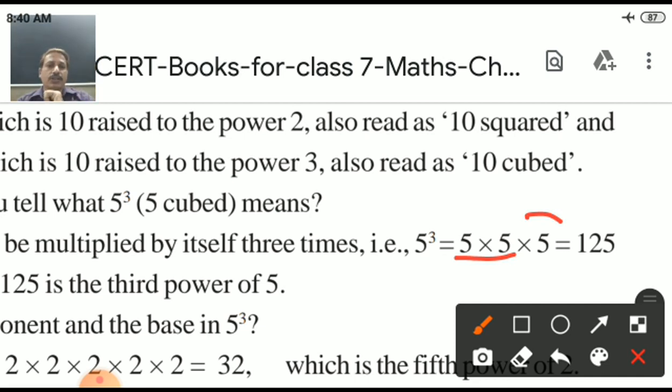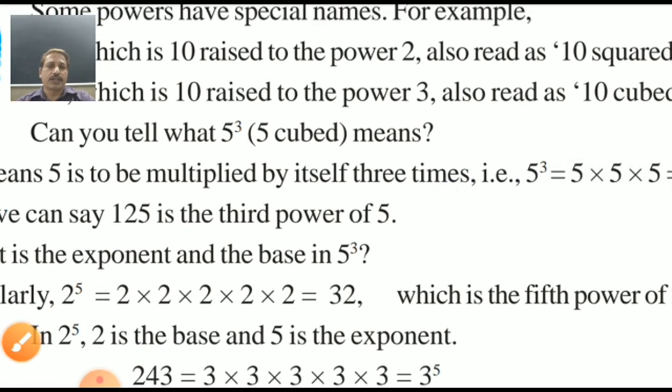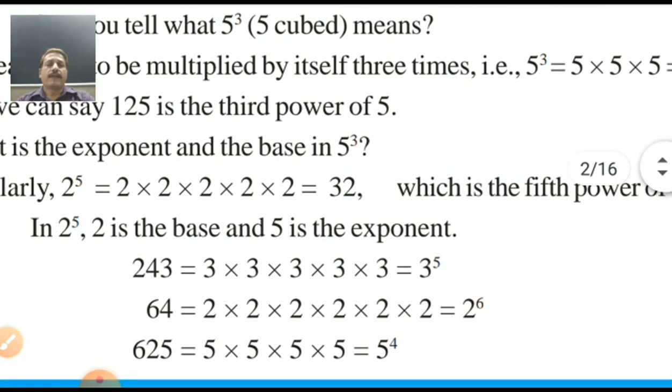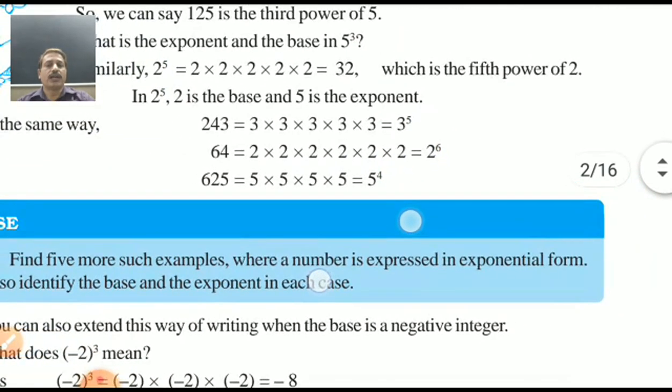Yes, correct. Can you write 32 repeated with the 2? Yes, 2 is here. 2 raised to 5. It's here 32. So, here you can say 243, that's 3 raised to 5. 64, that means 2 raised to 6. 625, that gives me a 5 raised to 4. Here same number is repeating. Yes, my dear student, find 4 numbers like that way.